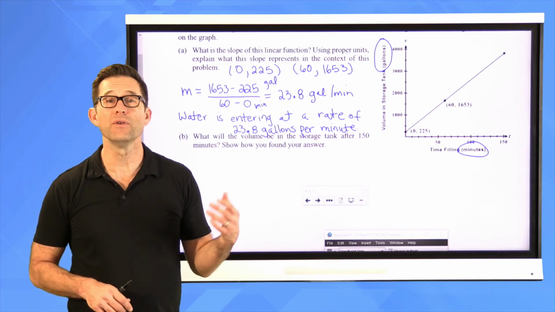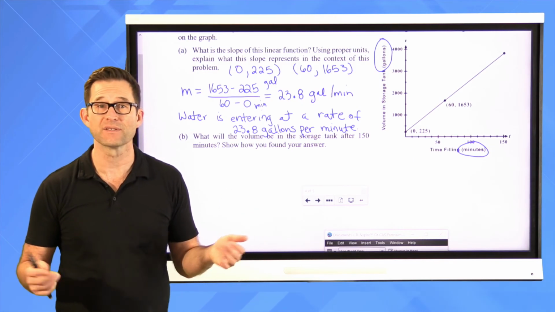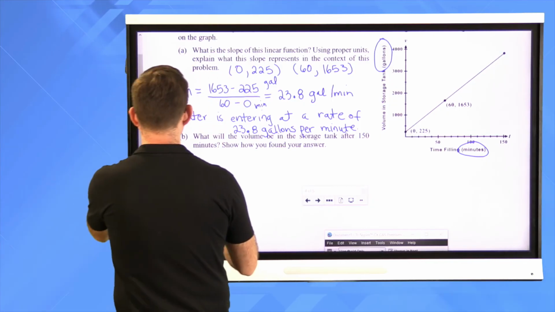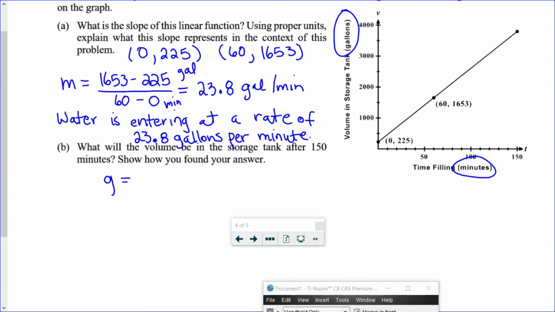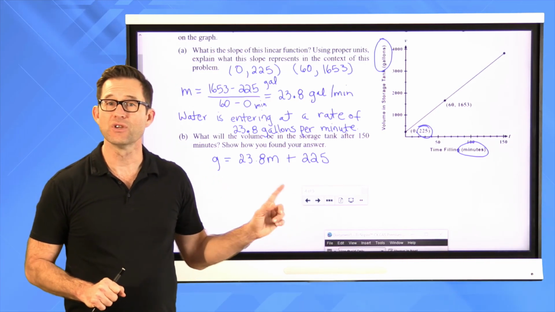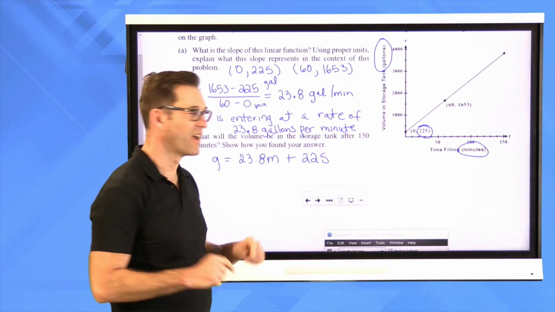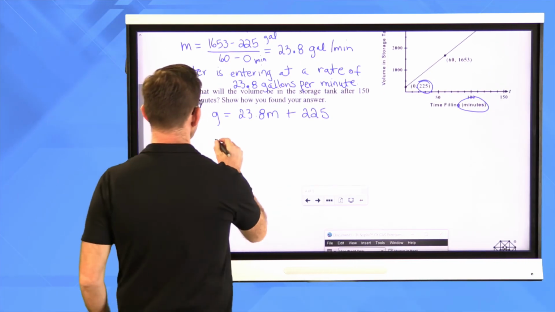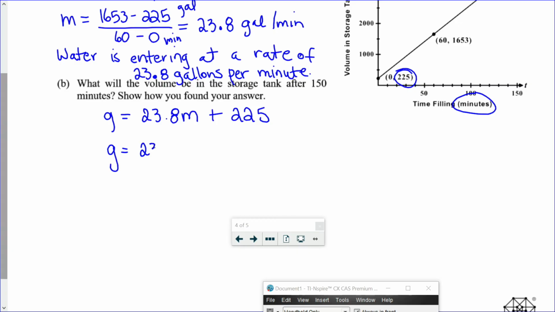All right, well, I think I'm going to use G for gallons and M for minutes. My linear relationship between gallons and minutes will be that the number of gallons is 23.8 times the number of minutes plus my y-intercept. And my y-intercept is sitting right there, the output when the input is equal to 0. Now that I've got this relationship, I can put 150 in for M, and I can figure out how many gallons I have. So let's take a look. G is equal to 23.8 times 150 plus 225.